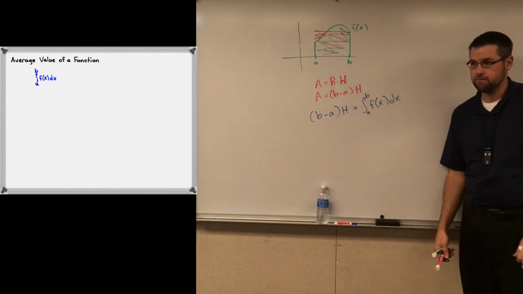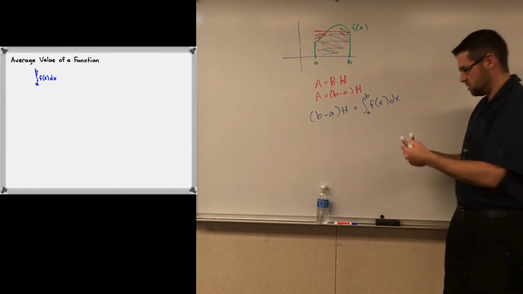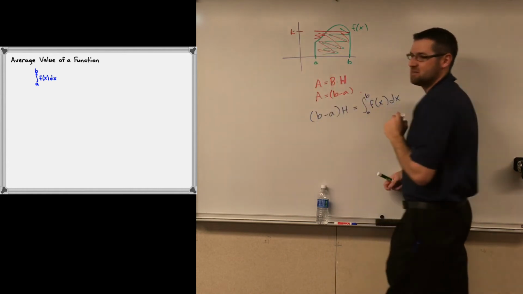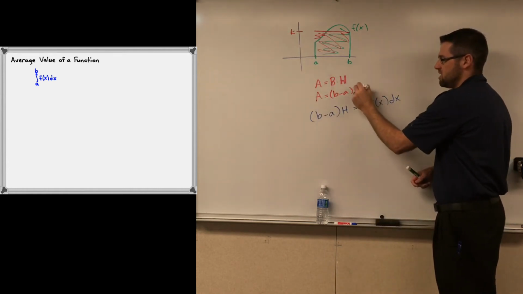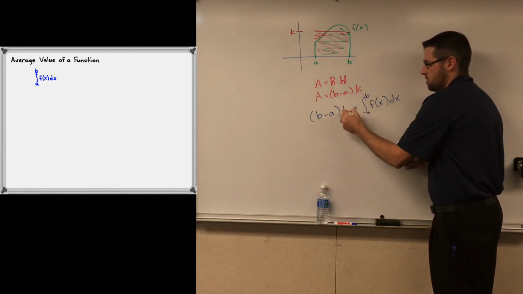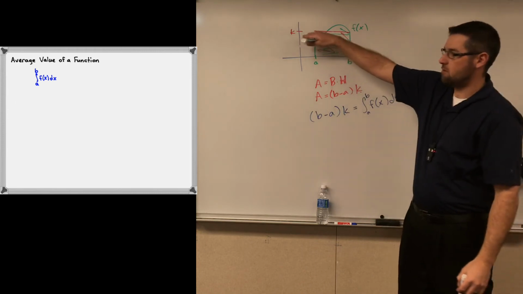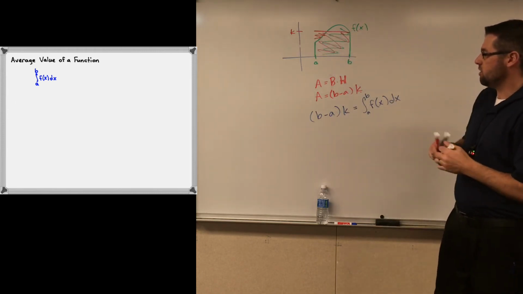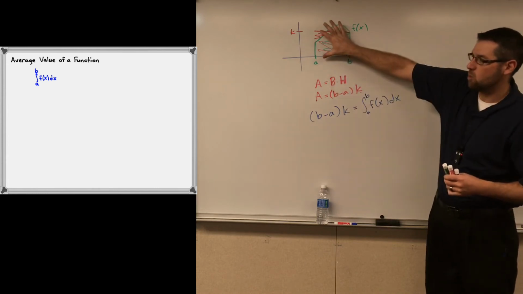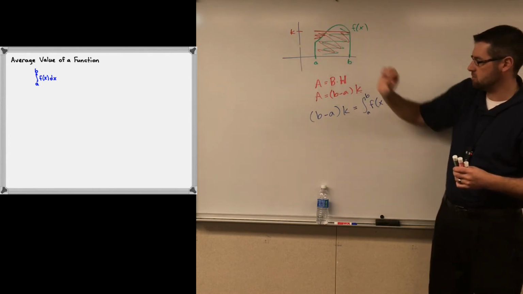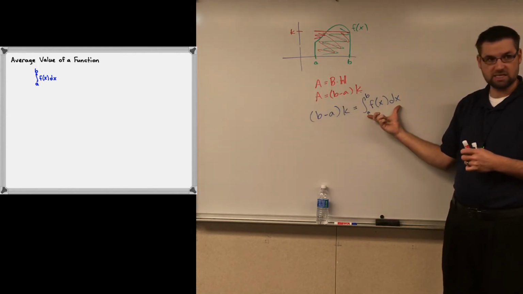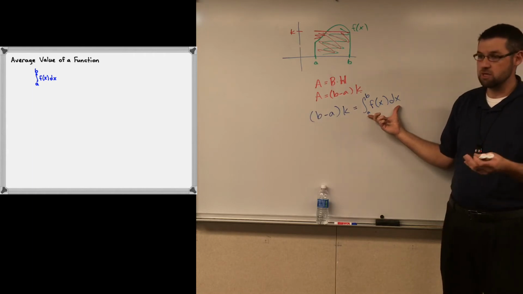So H is K. Yeah. Let me do that. So you're right. So k is the constant, right? So this will be k, and that red line represents the constant value. So the area in the red portion is b minus a times whatever the function's value is, k. That's the area of the red region. The integral from a to b of f of x is the area of the green region.